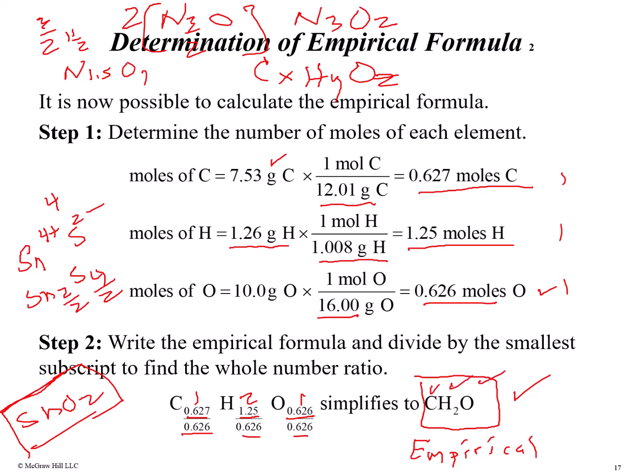All right. So once we get the empirical formula, a lot of times what we want to do is figure out what its molar mass is. So carbon's 12, hydrogen's 1. We got 2 of them, so that's 14. 14 plus the 16 for the oxygen is about 30 grams per mole. Okay? So that's the molar mass of the empirical formula of this substance.